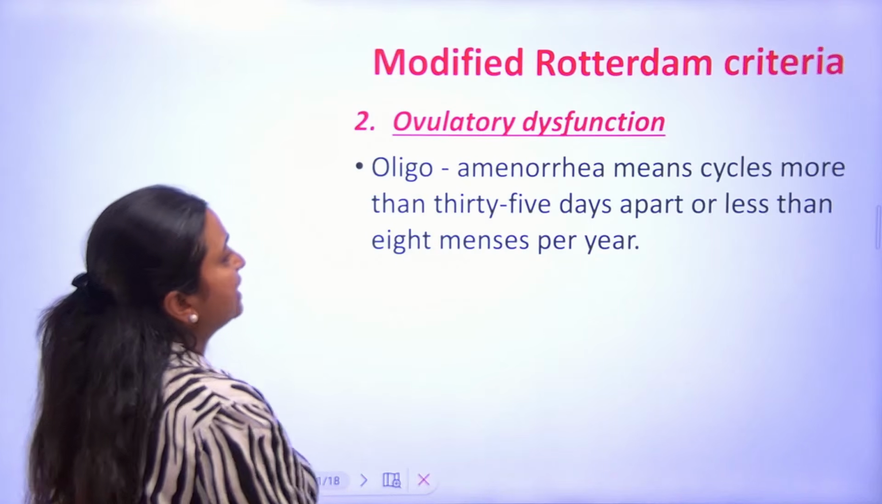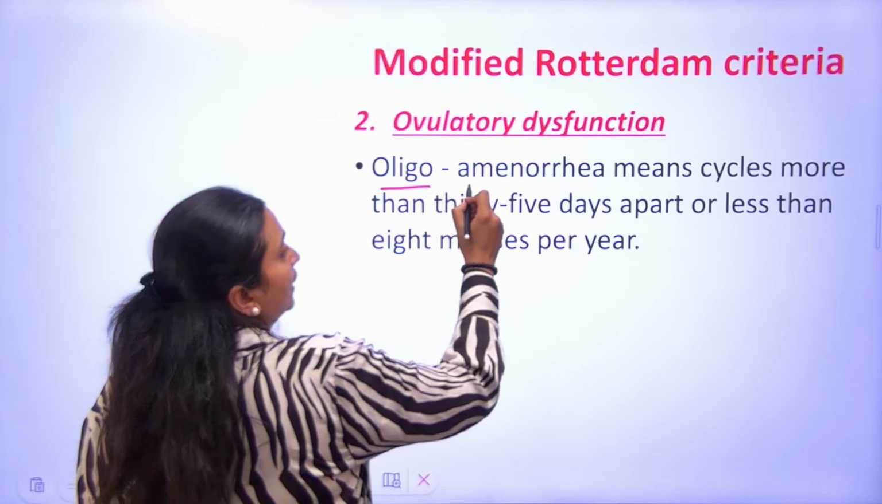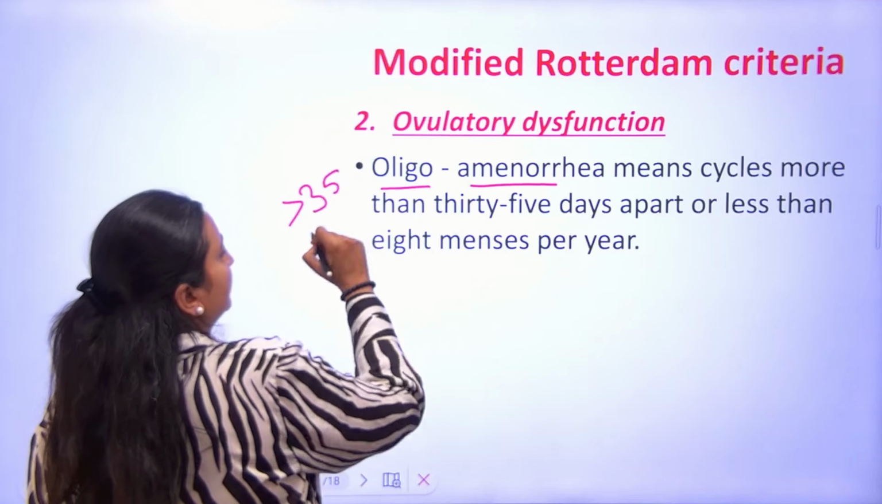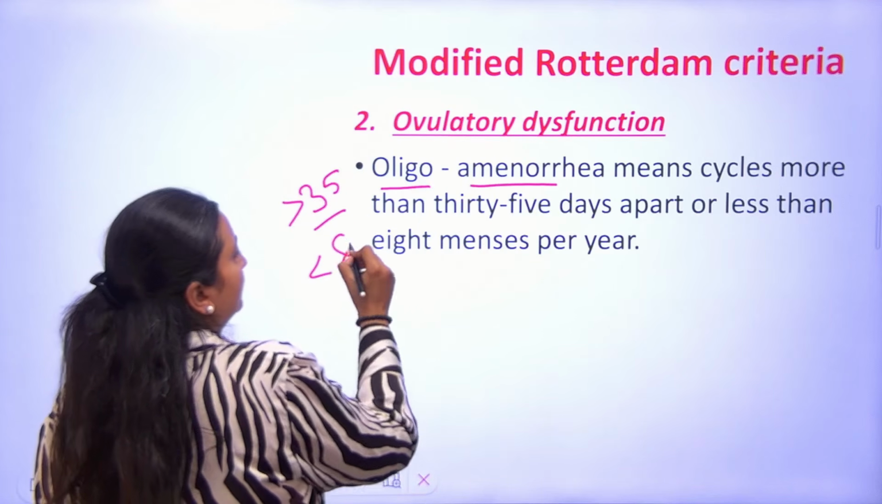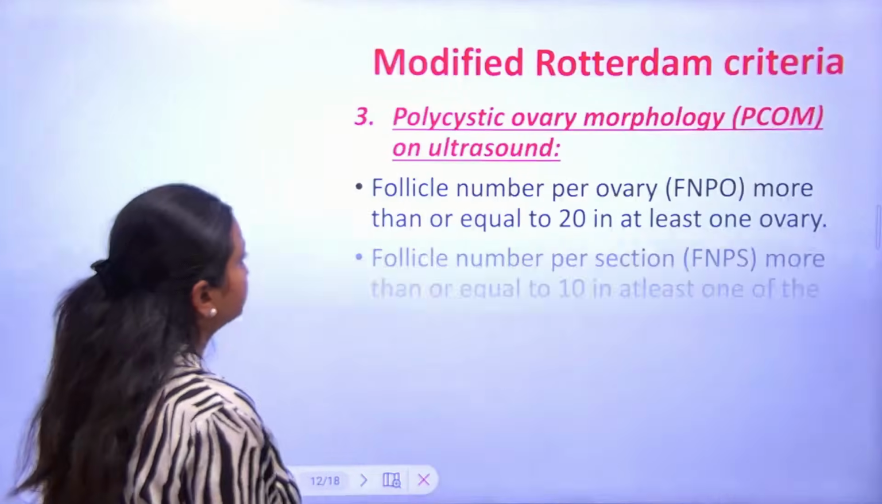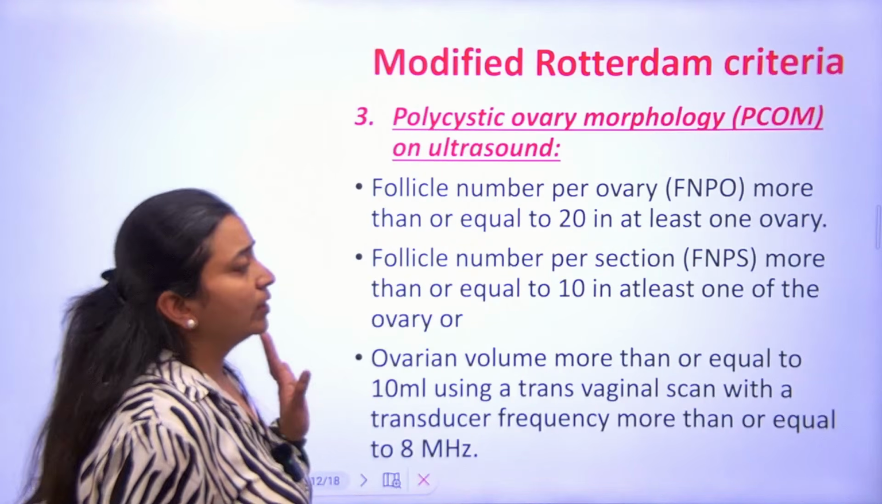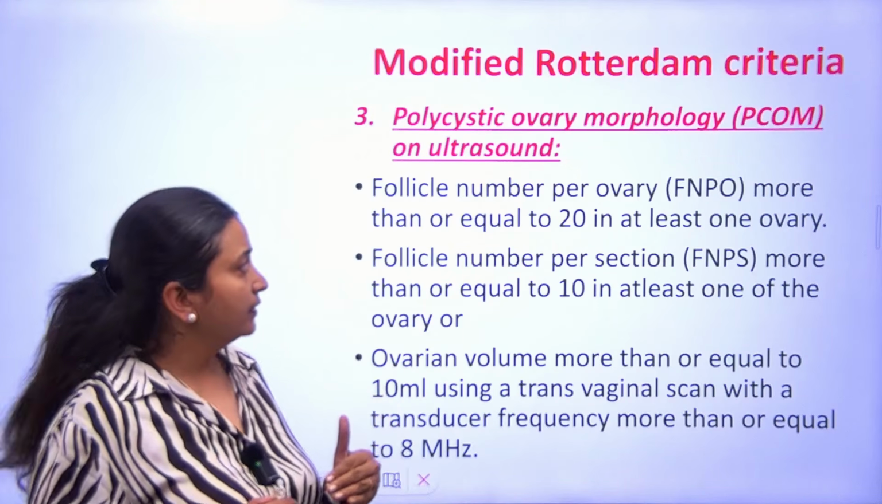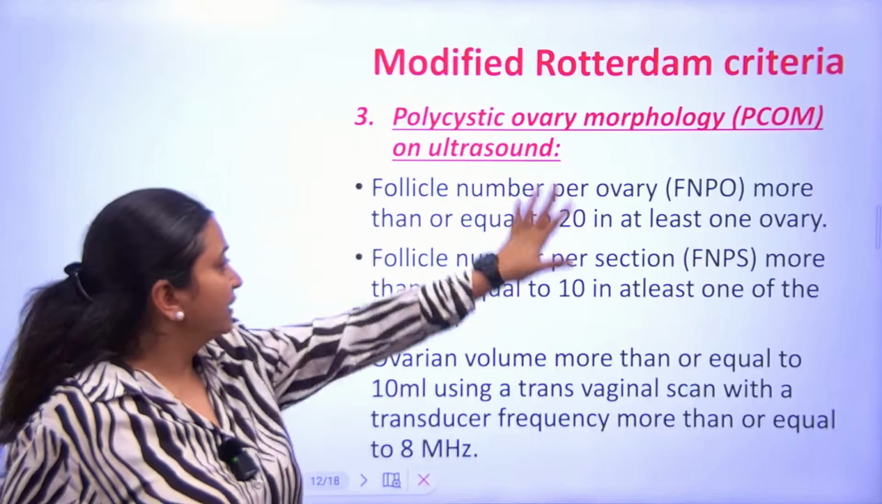Ovulatory dysfunction, as I described, oligoamenorrhea, that means cycle length more than 35 days or less than 8 menses per year. Just remember this definition. Now PCOM, polycystic ovary morphology on ultrasound as per modified criteria.